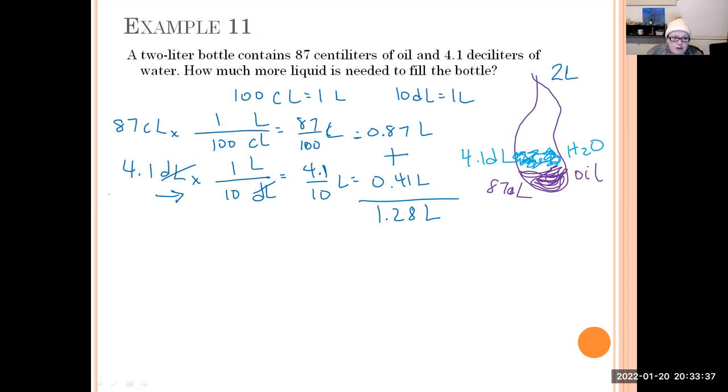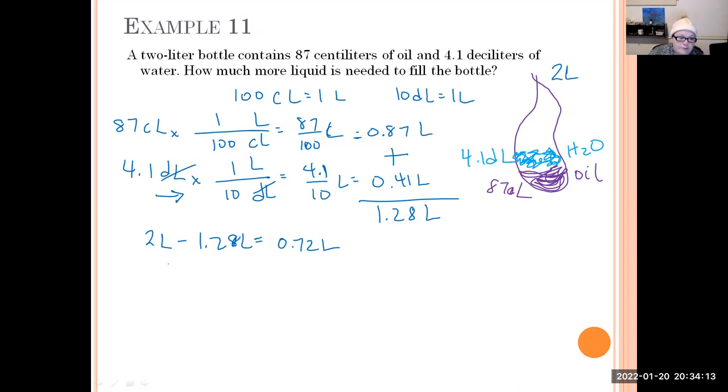Okay, so 2 liters minus the 1.28 liters. What do we get on that? I think it's 0.72 or something. 2 minus 1.28. Yeah, 0.72. All right. So that space that can still be filled in, I'm going to write here, is 0.72 liters. All right, so the question was, how much more liquid is needed to fill the bottle?